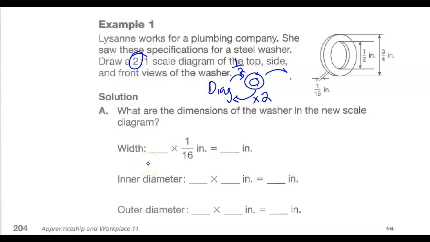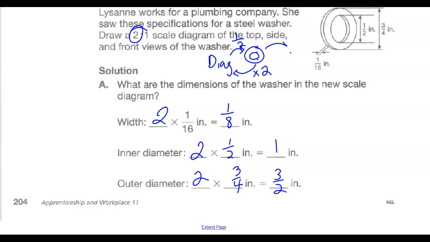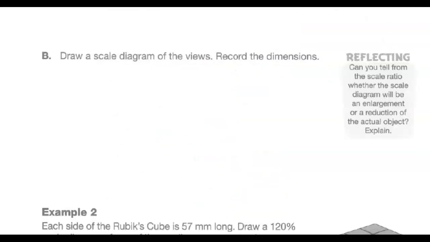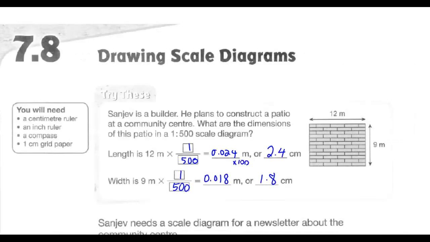So the width, we're going to multiply the width, which is 1/16 by 2, the inner diameter by 2, and the outer diameter by 2. So 2 times 1/16 is 1/8. 2 times 1/2 is 1. 2 times 3/4 is 3/2. Okay, so now on the next page, it says draw the scale diagram of the views.